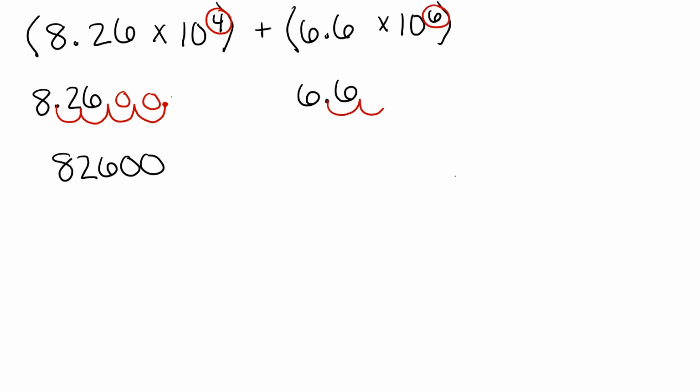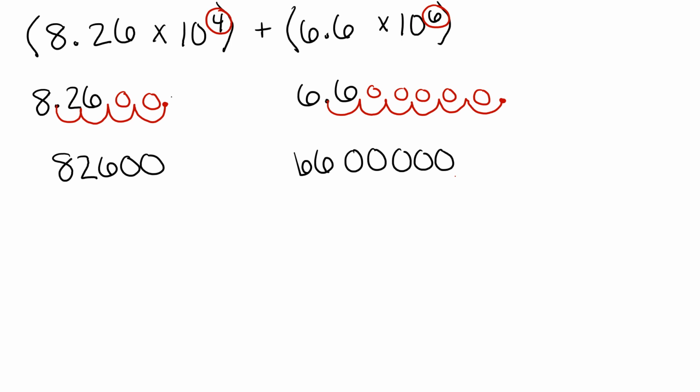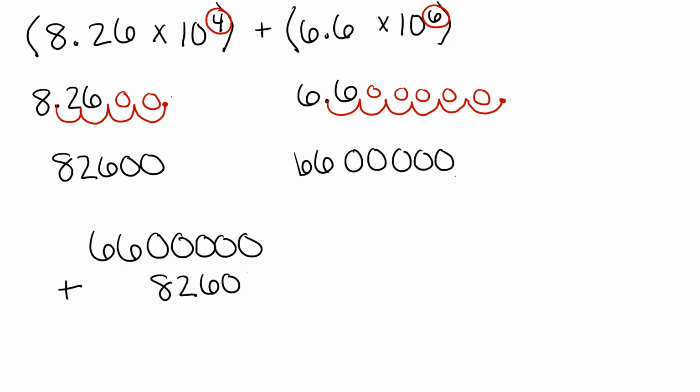We do the same thing with the 6.6, except for this one, we're going to move the decimal 6 times. 1, 2, 3, 4, 5, 6. Filling in those place values with zeros, and writing the answer nice and neat, 660000. Now we're going to go ahead and add the numbers together. Put the larger number on top, 660000, and we add it to the 82600. Notice how I line up the zeros starting on the right-hand side.